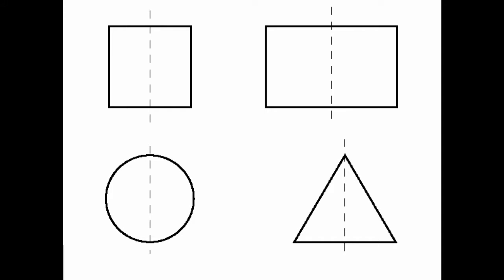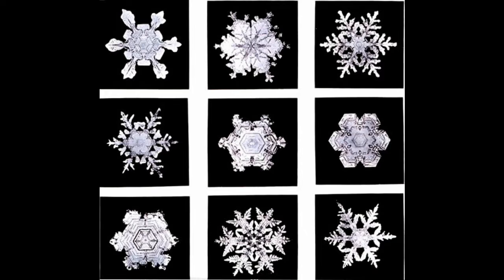Symmetry is when a shape can be divided into identical parts. Whether you split it down the middle or into multiple pieces, each would be perfectly even. For example, look at these snowflakes. How many ways can you divide them while remaining symmetrical?